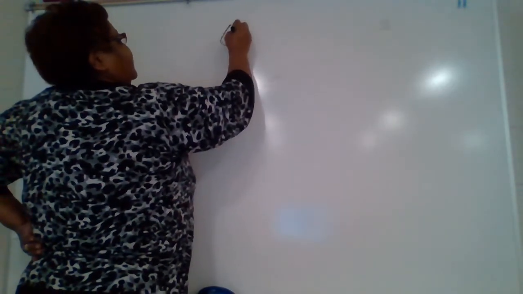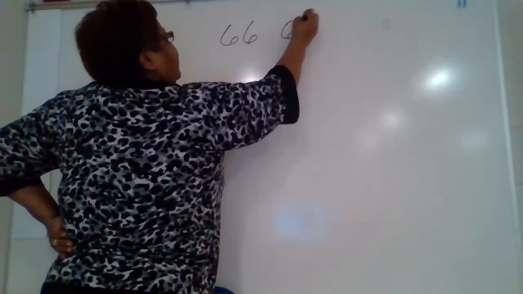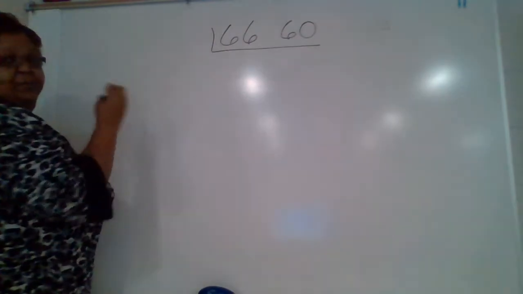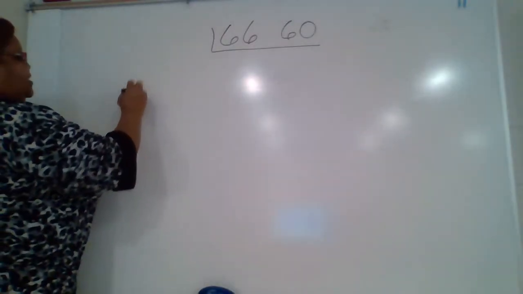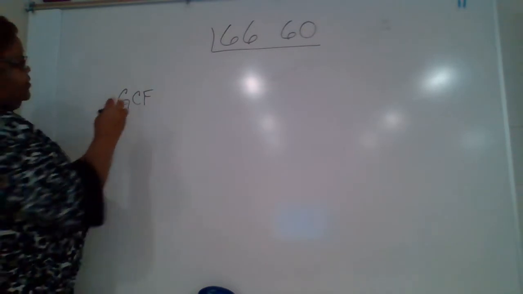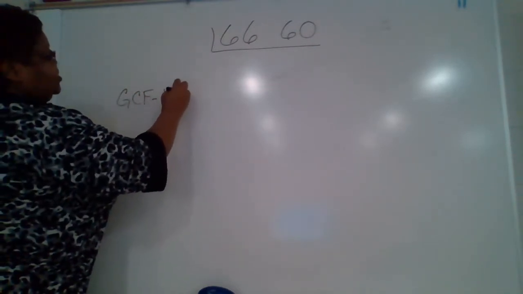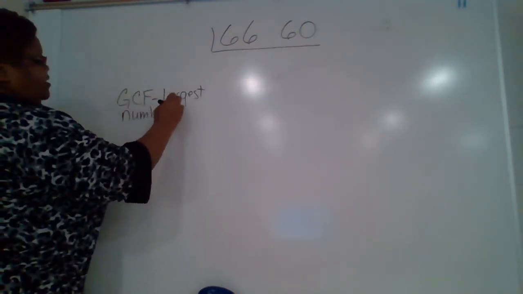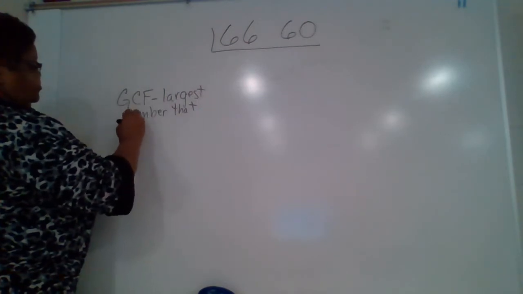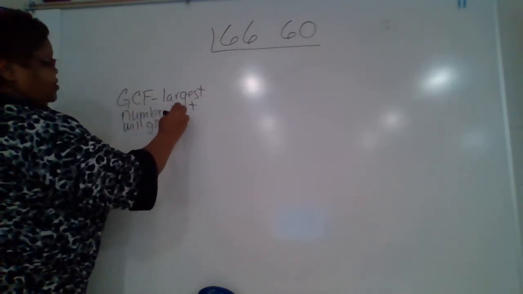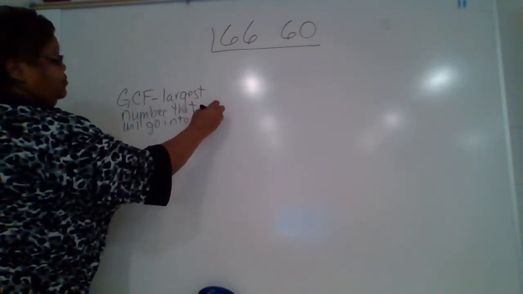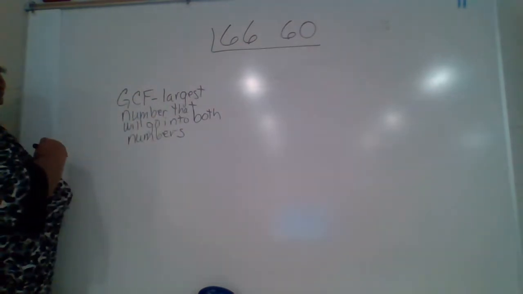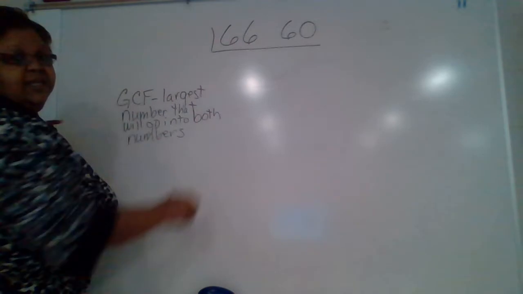People, I want to work on the worksheet that I gave you all to do GCF and LCM. Just as a reminder, GCF is the greatest common factor. That is the largest number that will go into both numbers. We're doing two numbers, so I'm just going to say both. If you have three, it'll be all three numbers. So it's the largest number that will go into both of these numbers.